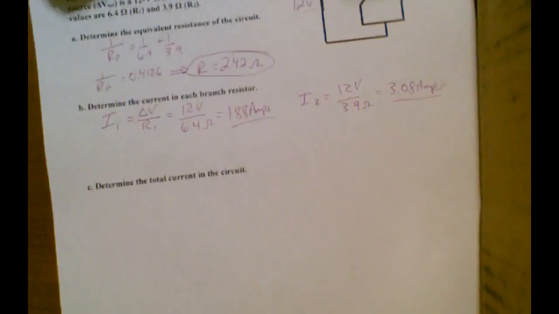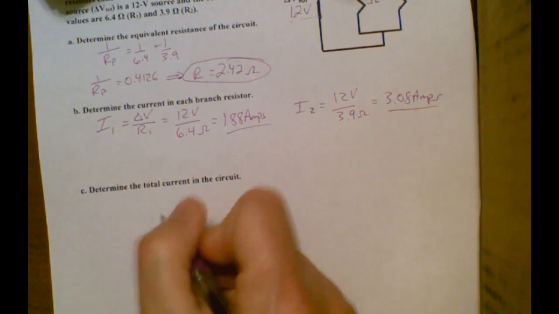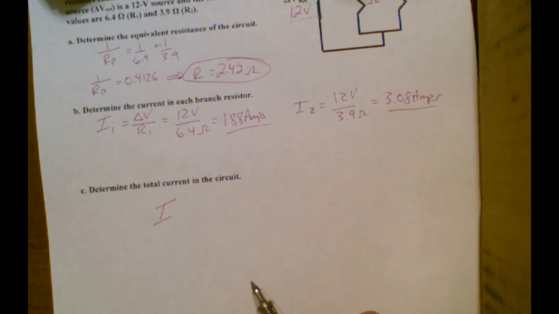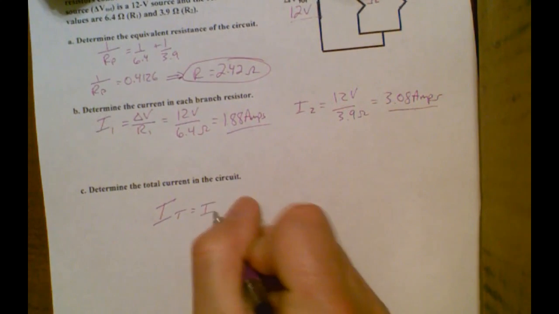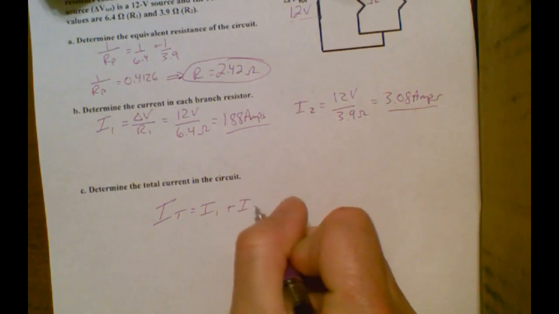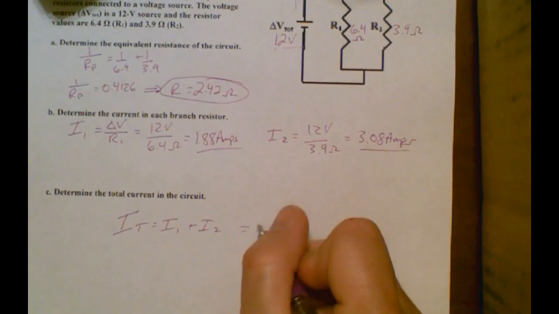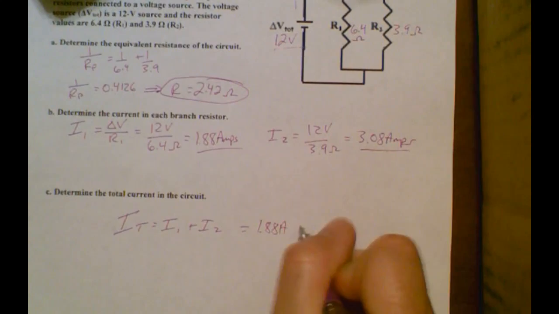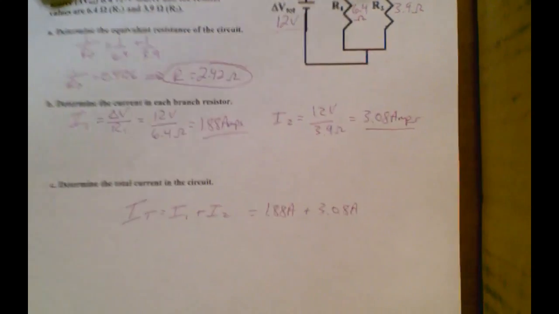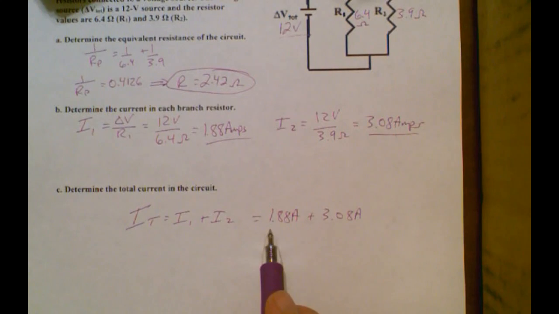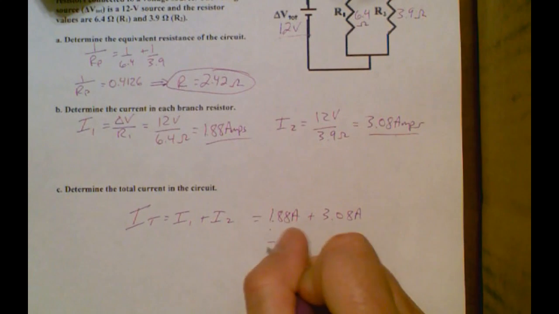So when I'm trying to figure out the total current in a parallel circuit, you just add up the current in each branch. So this is 1.88 amps plus 3.08 amps. Let's see if I can do that in my head. 3 plus 1.88 is 4.88. Plus 0.08, it should be 4.96.